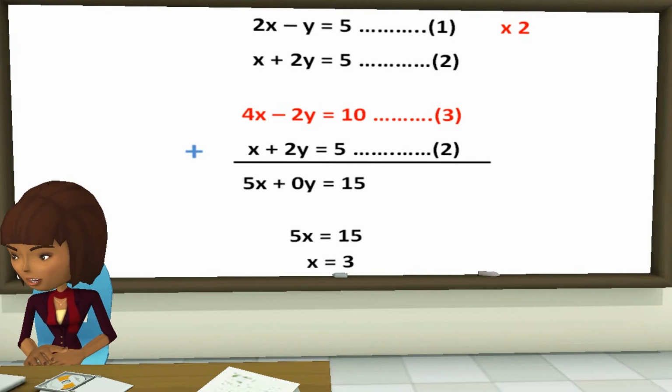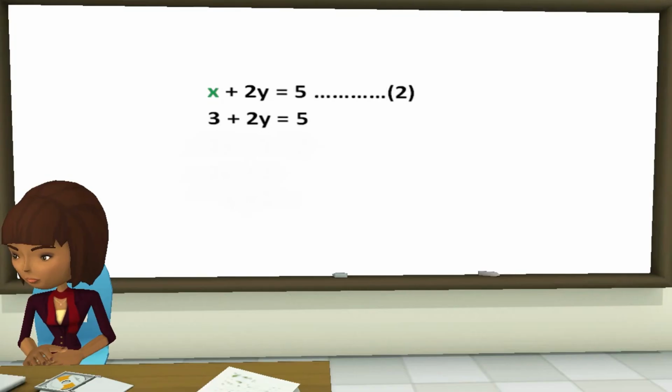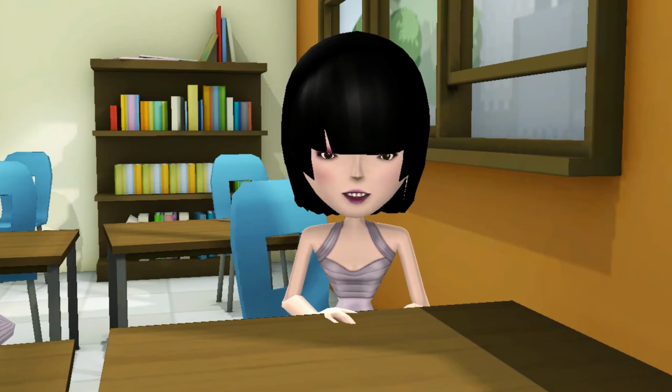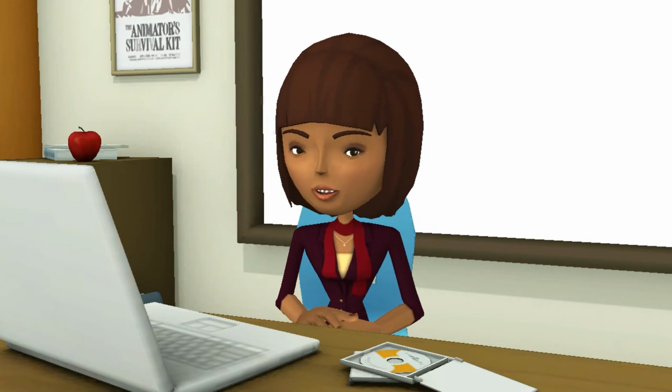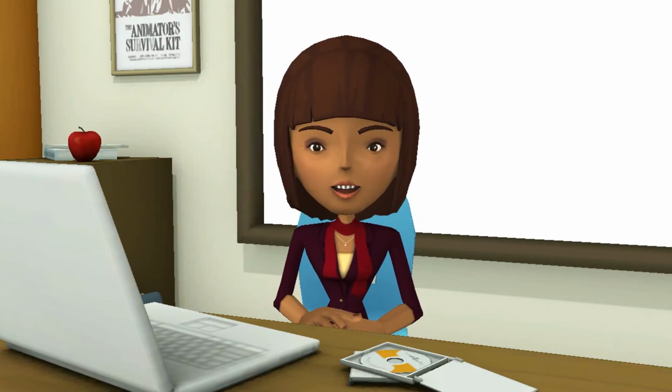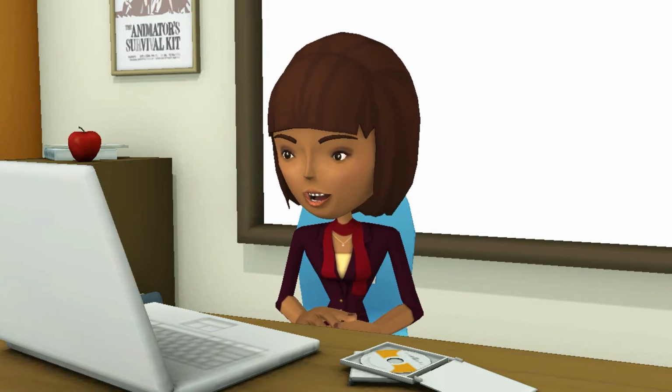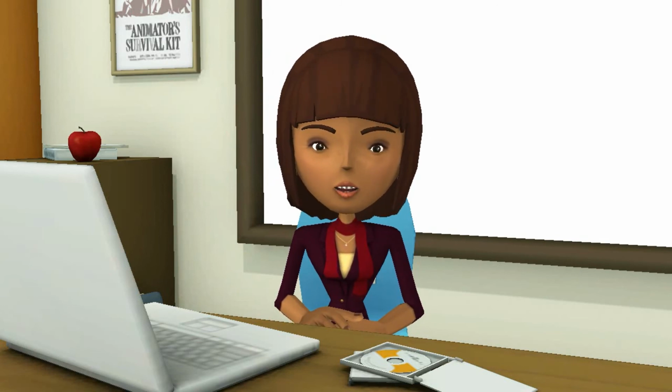Take it from there, Maria. Okay. Substituting x equals 3 into equation 2, I get 3 plus 2y equals 5, which means 2y equals 5 minus 3, and that gives me y equal to 1. I get it now. Thanks for that explanation, Jane. Sure, Maria. What we just did with substitution and elimination was to solve a pair of simultaneous equations, algebraically. Simultaneous equations can also be solved graphically, which is what we'll be doing next.